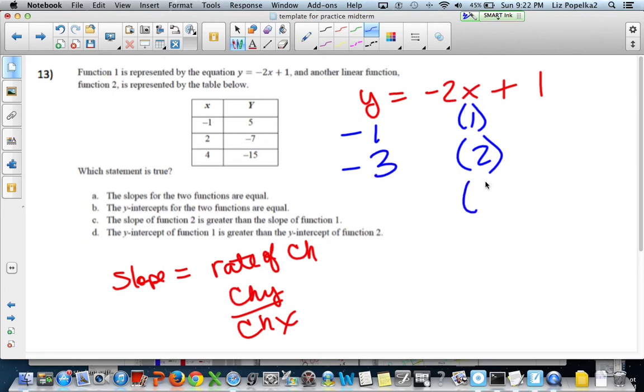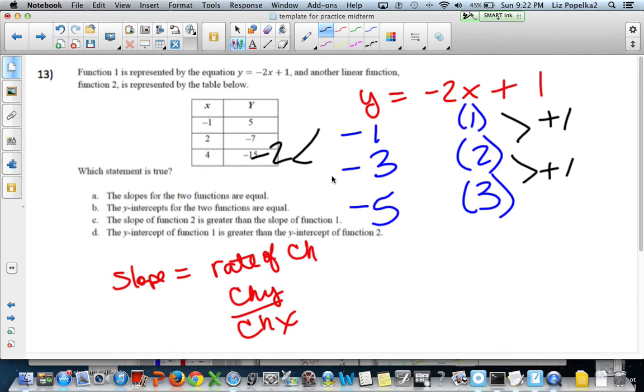Let's do one more. Let's assume that x is a 3. Negative 2 times 3 is a negative 6. Negative 6 plus 1 is a negative 5. So you'll notice that every time your x goes up by 1, what happens to your y? It goes down by 2. Remember how your rate of change is your change in y over your change in x? So a negative 2 over a 1. Negative 2 over 1 simplifies to a negative 2.